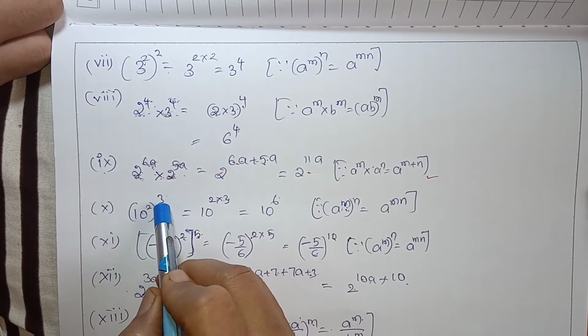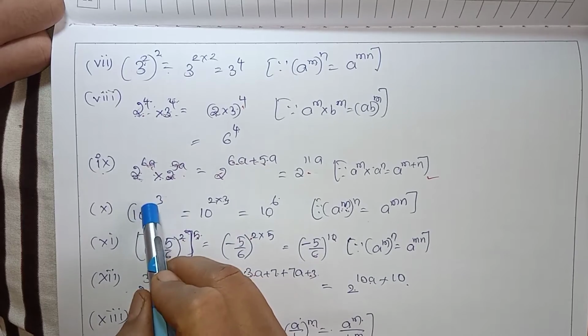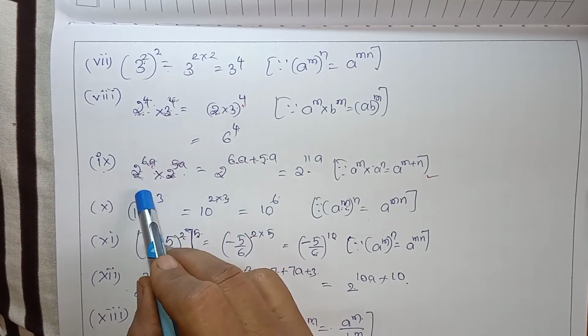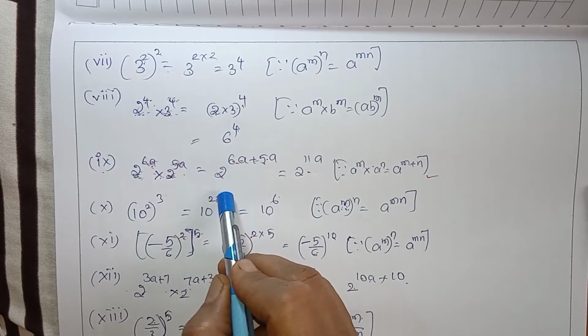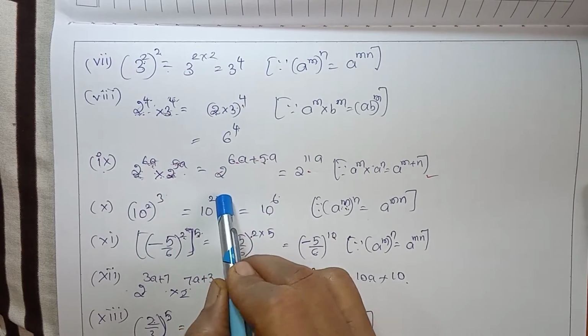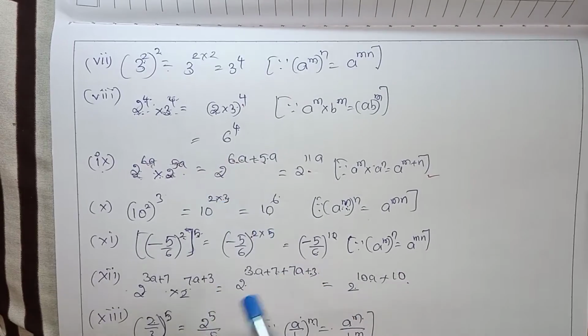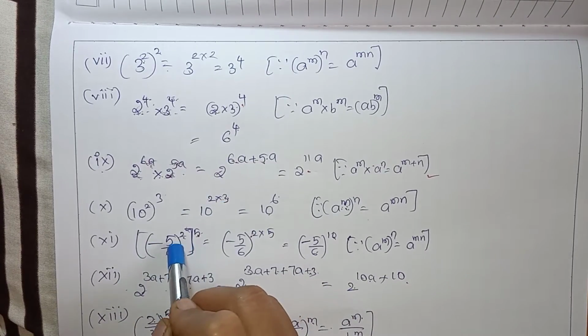Okay. Next question. 10th one. (10^2)^3. So 10 square. Okay. Here again two exponents are there. You just simply multiply the powers. 10 to the power of 2 into 3. What is the answer? 10 to the power of 6. 2 3s are 6.